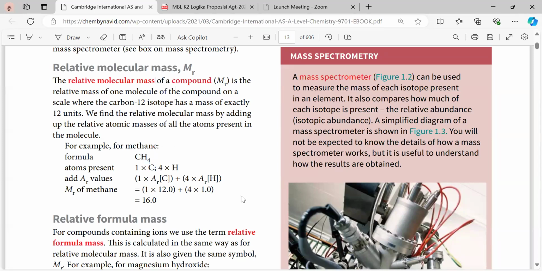So that would be 4 times 1, which equals 4. Then we add 12 to 4. 12 plus 4, then we would have 16. So the Mr of this compound would be 16.